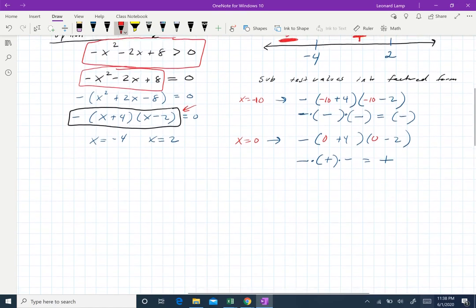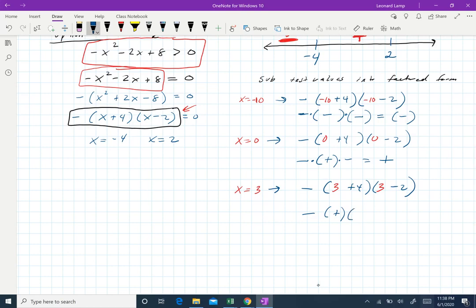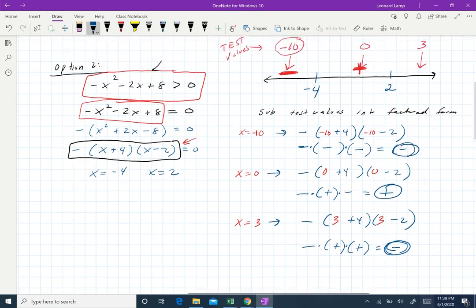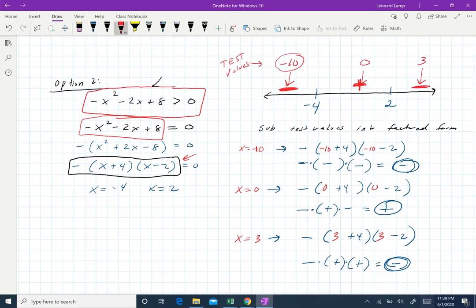And finally, when I test 3, I have negative blank plus 4, blank minus 2, and I'm plugging in 3 into this. So this negative is still out here, don't forget about that. 3 plus 4, positive. And then 3 minus 2, positive. But if I take a negative times a positive, my answer should be negative, right? So negative here, positive here, negative here. Those are my answers. So I put a negative here.